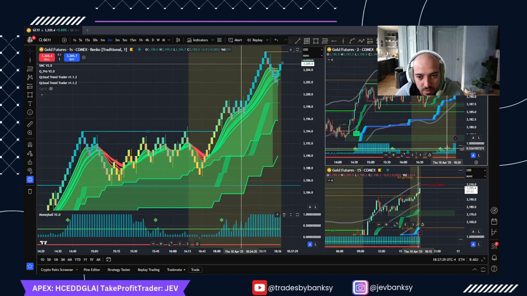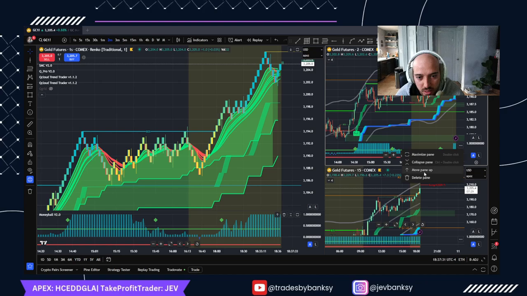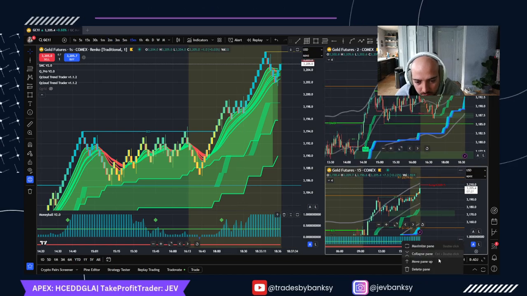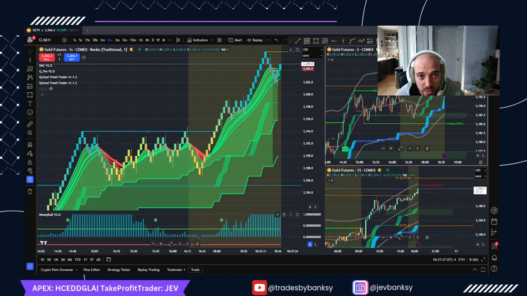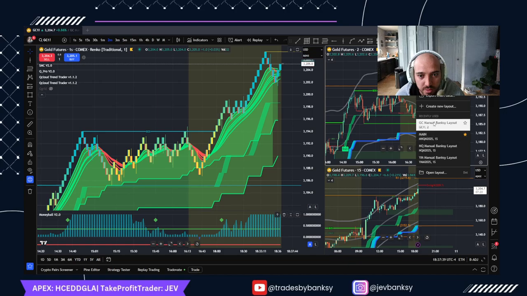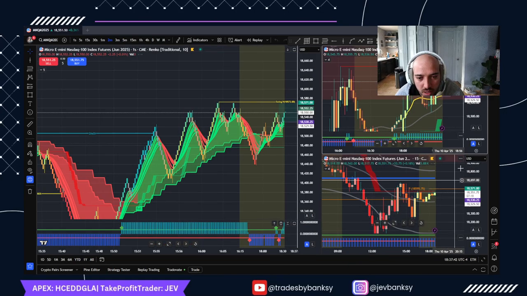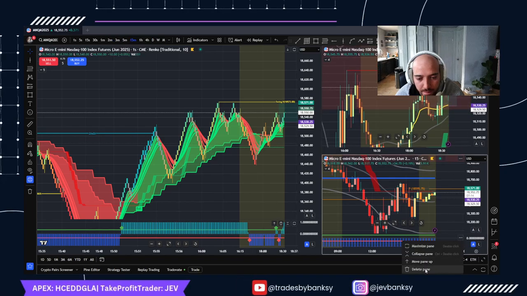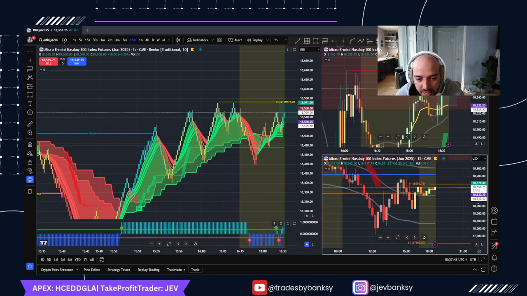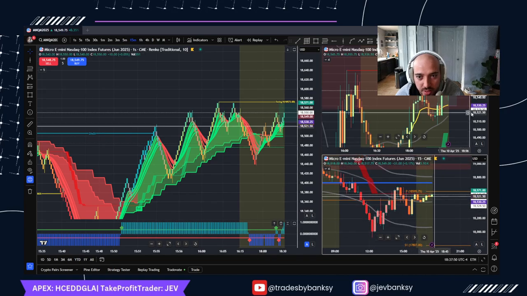I don't really need the money ball on any of these. There we go. That looks actually much cleaner. I'm going to take the money ball off of the right 2 panels because I don't really need it. I only care about it on the Renkos, and it gives us more space, like visually.